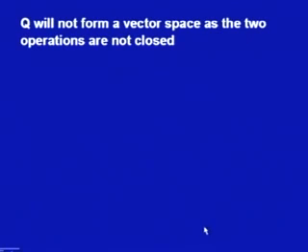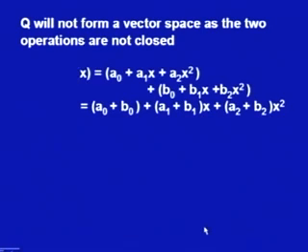Now, one may notice that this Q will not form a vector space as these two operations are not closed. By this I mean to say that if I add the two polynomials p 2 x and q 2 x belonging to the set Q, then the resulting polynomial is a naught plus b naught plus a 1 plus b 1 x plus a 2 plus b 2 x square according to the definition which is given to us.